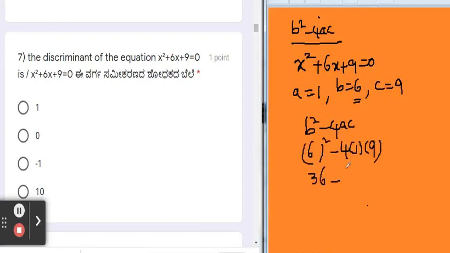6 square value is 36, 4 ones are 4, 4 nines are 36. 36 minus 36 is 0. Correct option for this question is 0.